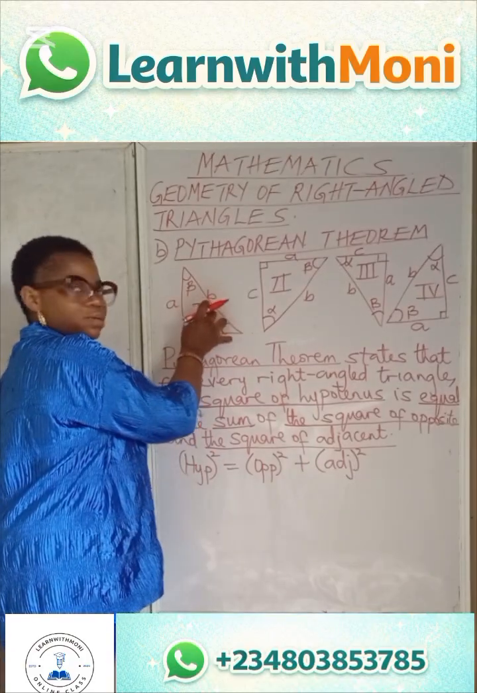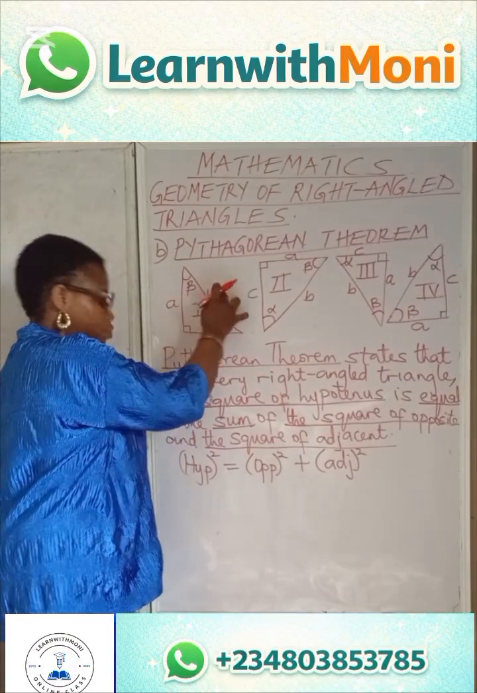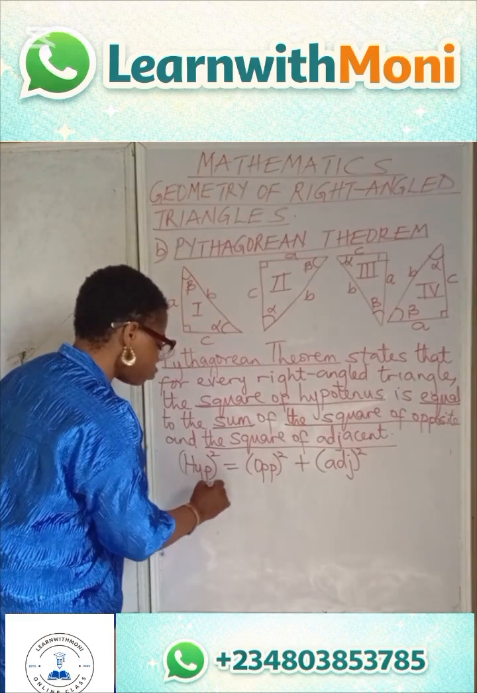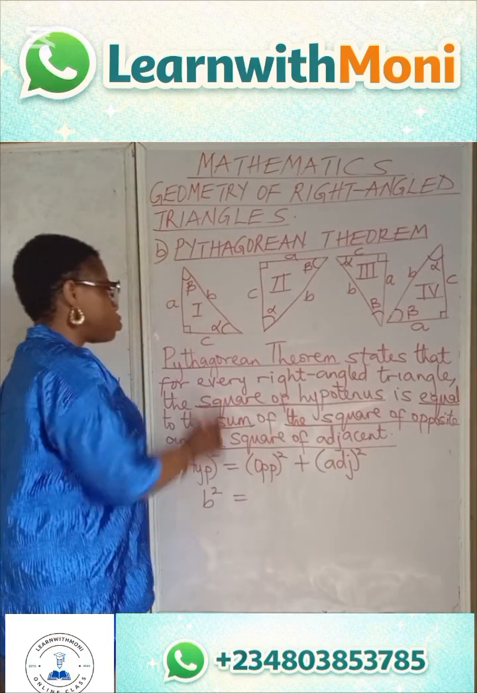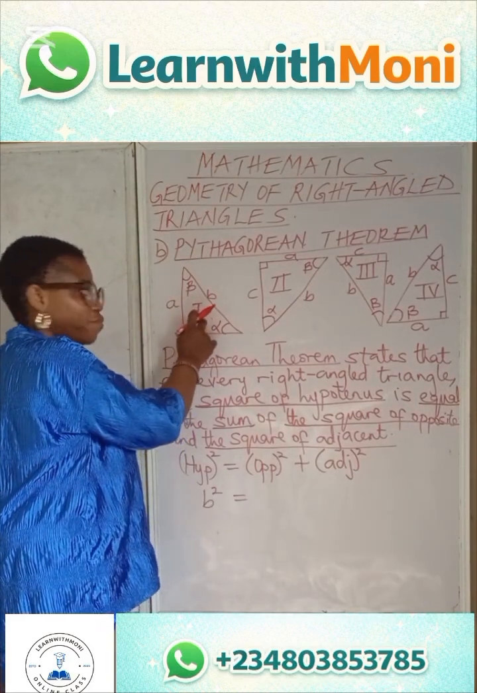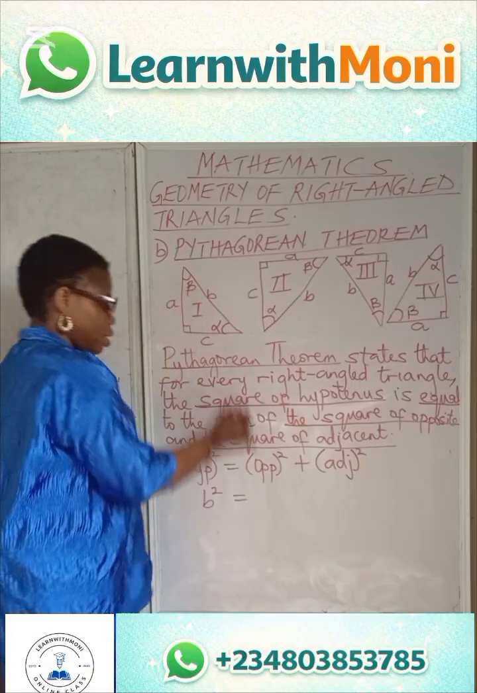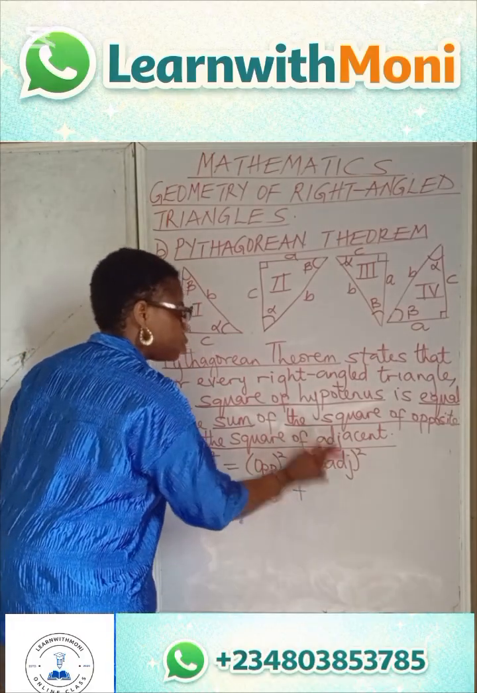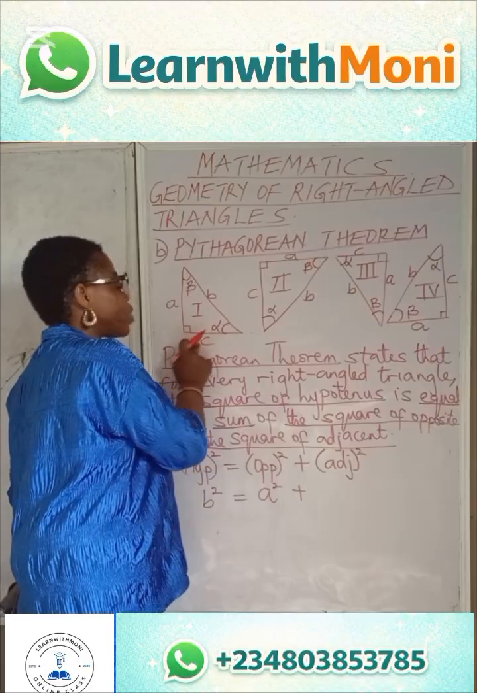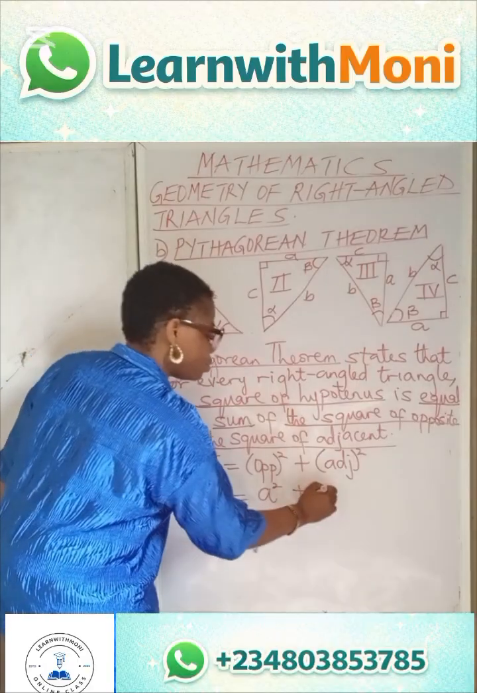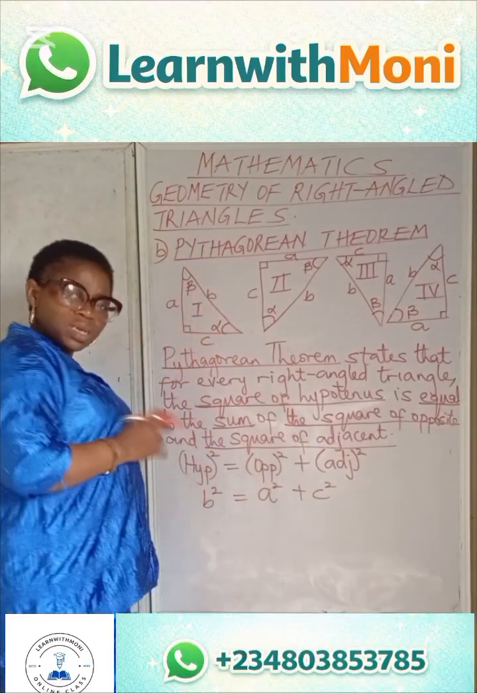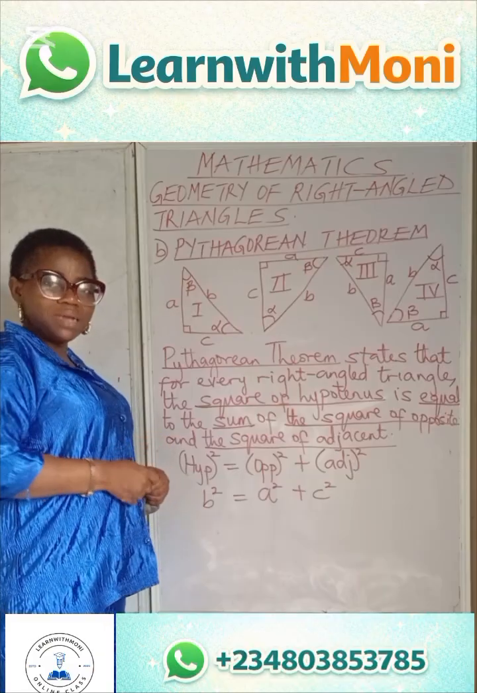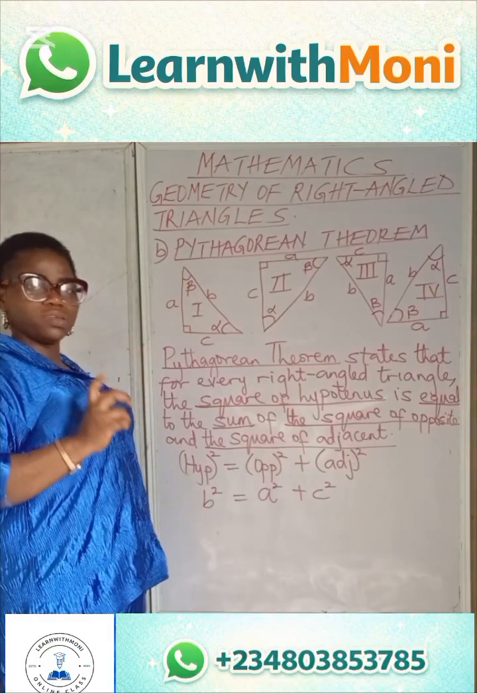So looking at this, my hypotenuse is B. That means B squared equals, if I'm considering angle alpha, the opposite is A. That is A squared plus, considering angle alpha, the adjacent is C, C squared. This is not depending on the angle you are considering at all.